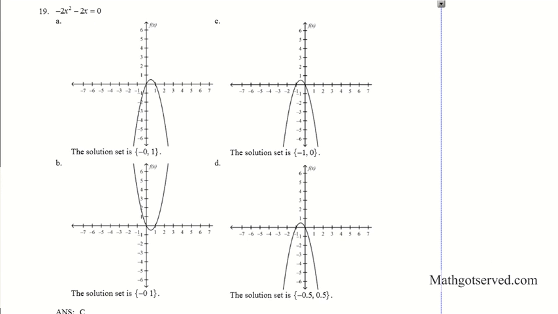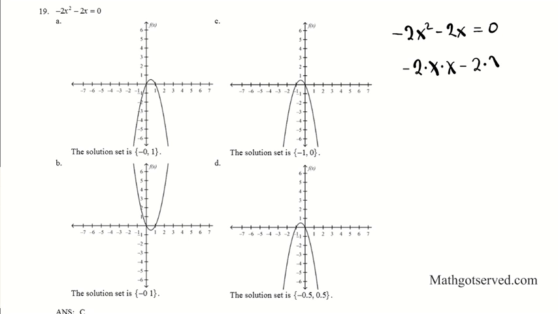Alright, now let's move on to question 19. Question 19 is similar to question 17. We have negative 2x squared minus 2x equals 0. So we can break this down: negative 2 times x squared minus 2 times x. And then what can I factor out? I can factor out negative 2 because it's common to both terms. So factor out a negative and then also an x. So negative 2x can come out.